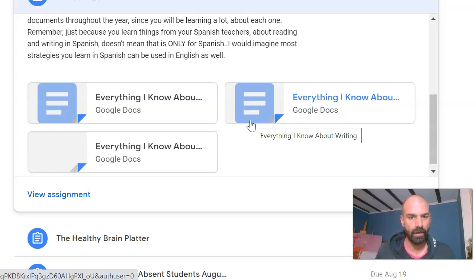And like I say in the directions, just because you learned something from a Spanish teacher doesn't mean you can't write it down here. Reading is reading, language is language, writing is writing, and math is math. Or if you learned something from your parents about math, or someone else, a tutor, doesn't mean you can't use it here. So what do you know about these 3 topics? And then we'll go from there.